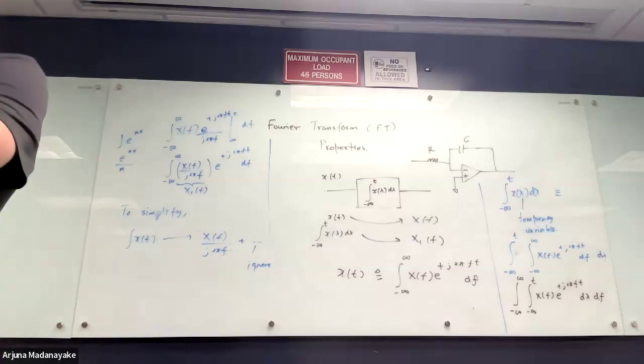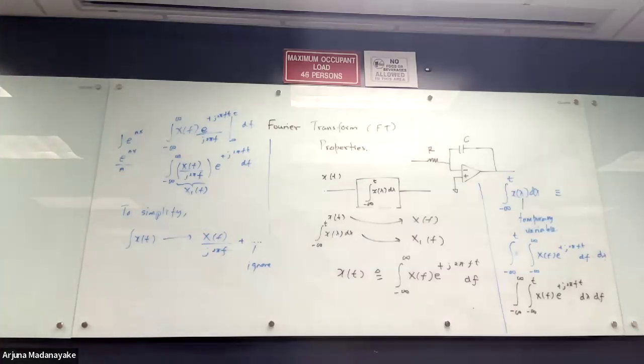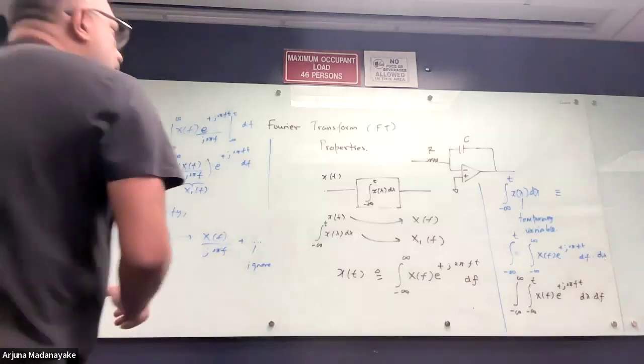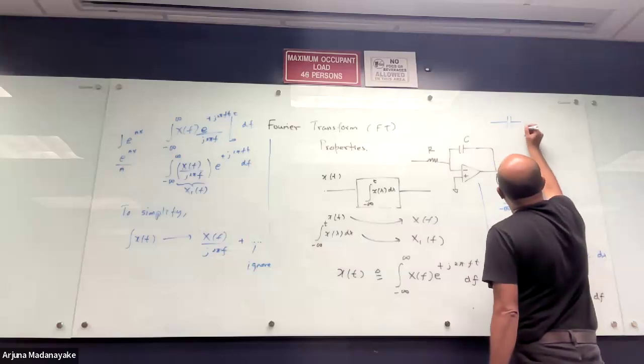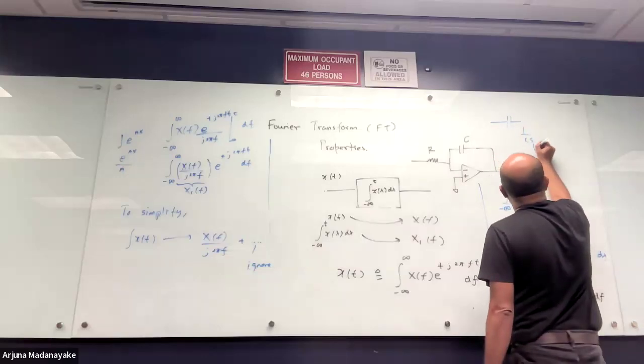Question about the circuit. So how do we get the circuit from the integral? Okay, good question. So let's do that. The impedance of a capacitor is 1 over Cs. This is Laplace.